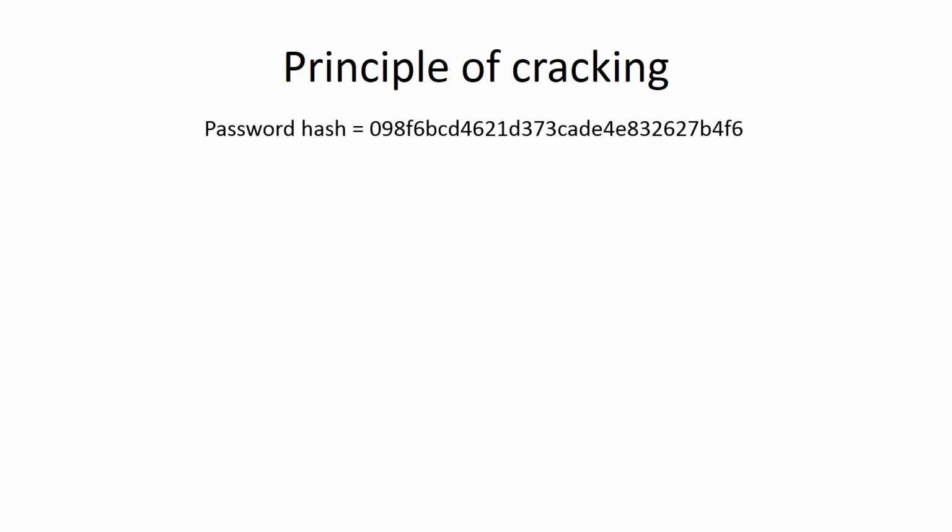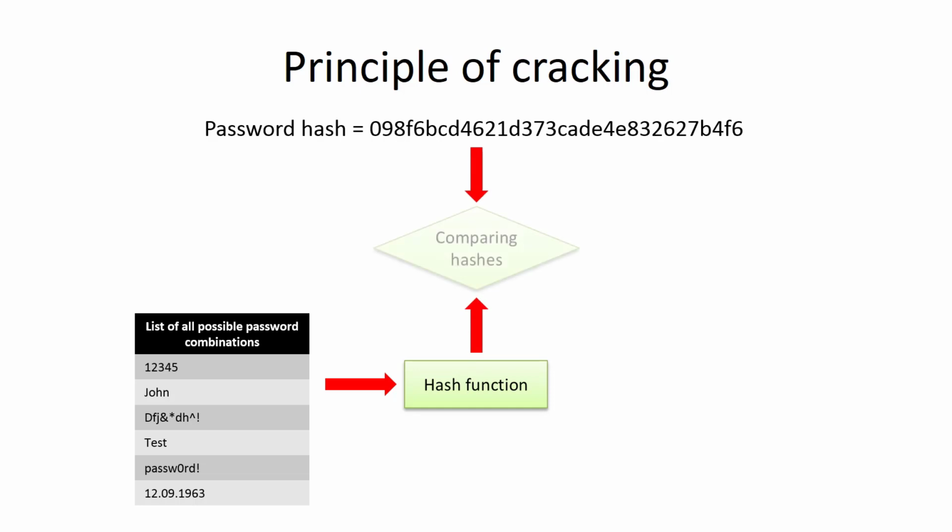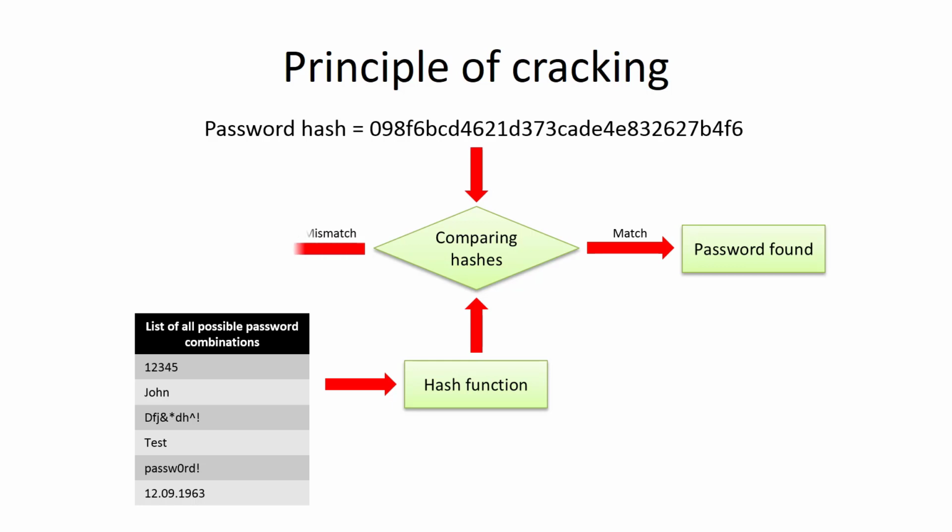Let's imagine that we have a password hash which must be cracked. Also, we have all possible password combinations composed of alphabet letters, numbers and other symbols. We take the first password and calculate its hash. Then, this hash is compared with our hash which we want to crack. If both hashes are identical, we can say for sure that the correct password is found. If they mismatch, we repeat the same process but with another password.